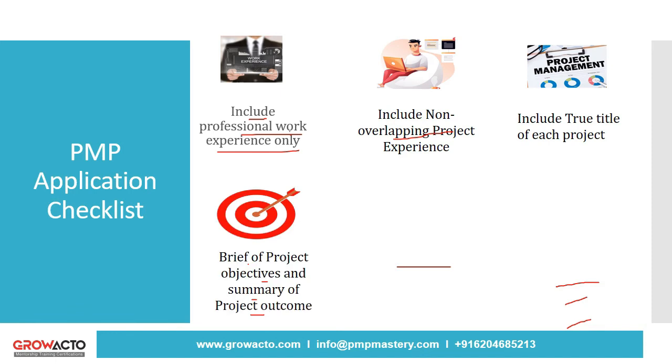Also, guys, the fourth checkpoint here is that you are going to brief the project objectives and a summary of the project outcome. So don't skip writing project objectives and project outcome. Most often people mention the project description, meaning what activities they have done in the 5 process groups, and they don't include the project outcomes and project objectives. So that is the biggest mistake, so don't do that.